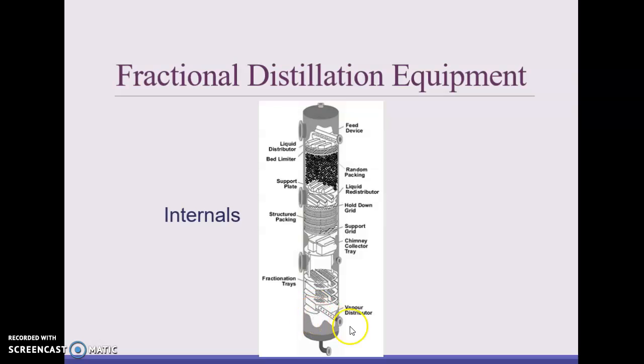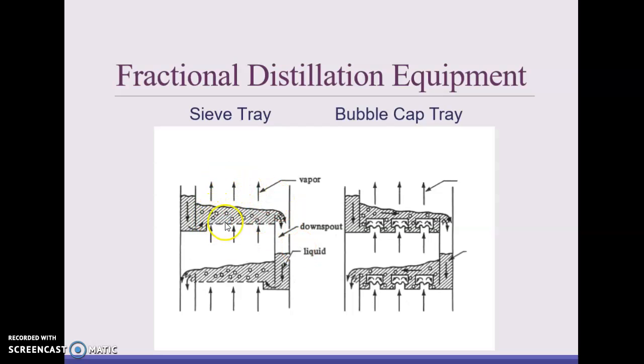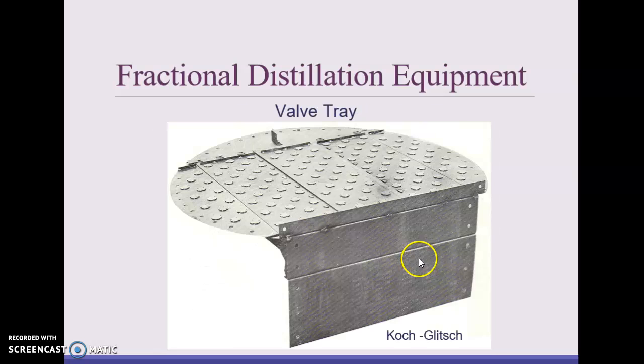This is a really nice diagram because it shows there's a vapor distributor, some fractionating trays here, maybe a chimney collector tray, a support grid for more packing, and then another type of packing. So there's a sieve tray, a bubble cap tray, and a valve tray. The sieve tray has little holes, just like a colander when you're doing pasta. The water drains out the hole, and on the top the vapor passes through. A bubble cap has to push up through these caps, and the vapors push through the bubbles, up through the cap, then through the liquid and out the top. And then this is just a valve tray, another type.